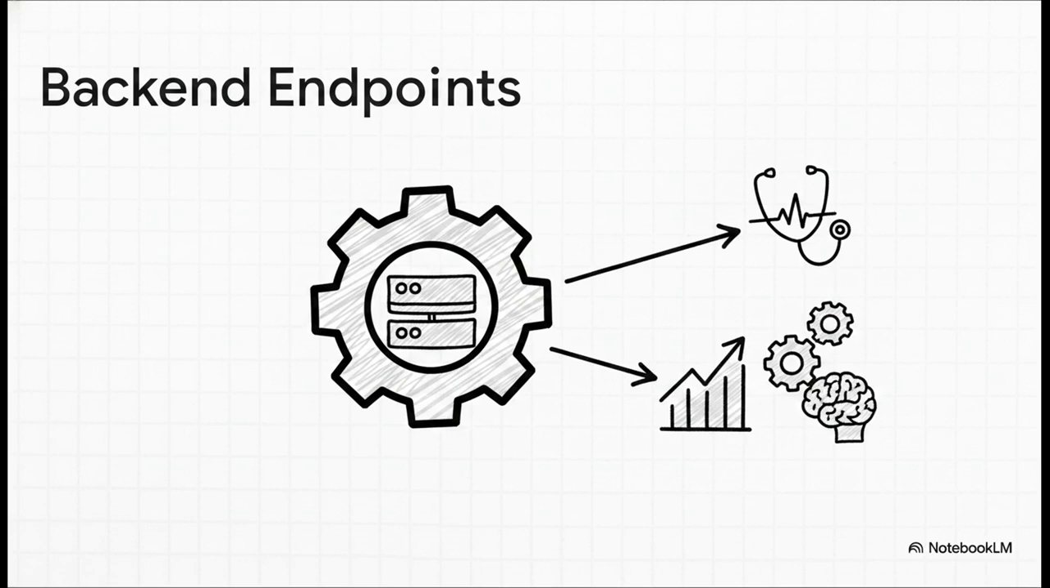The FastAPI backend exposes two specific endpoints to make the magic happen. First up is the /health endpoint. This one is purely for container orchestration readiness. It just lets the system know, hey, the backend is fully awake and ready for traffic.